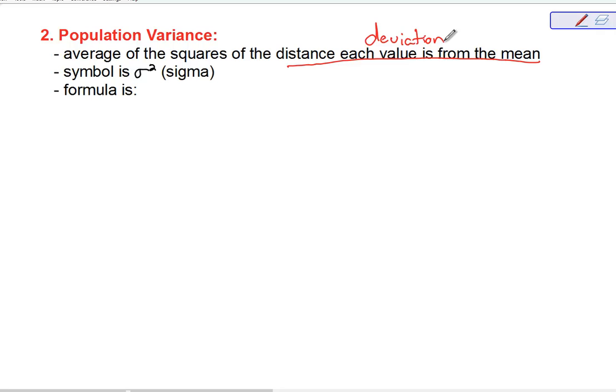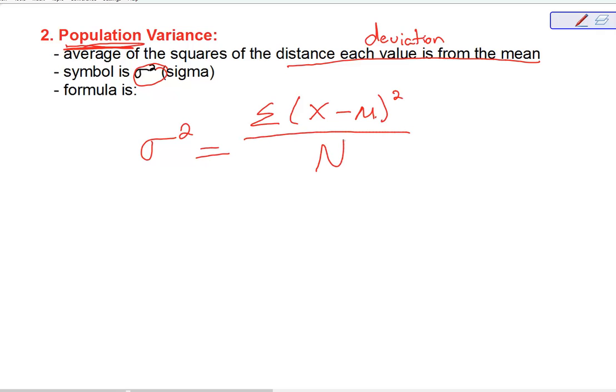And for population variance, we use this symbol, sigma squared, and this is specifically for population variance. Okay, the formula for population variance is sigma squared is equal to the sum of these deviations, our values minus the mean, squared, divided by N.